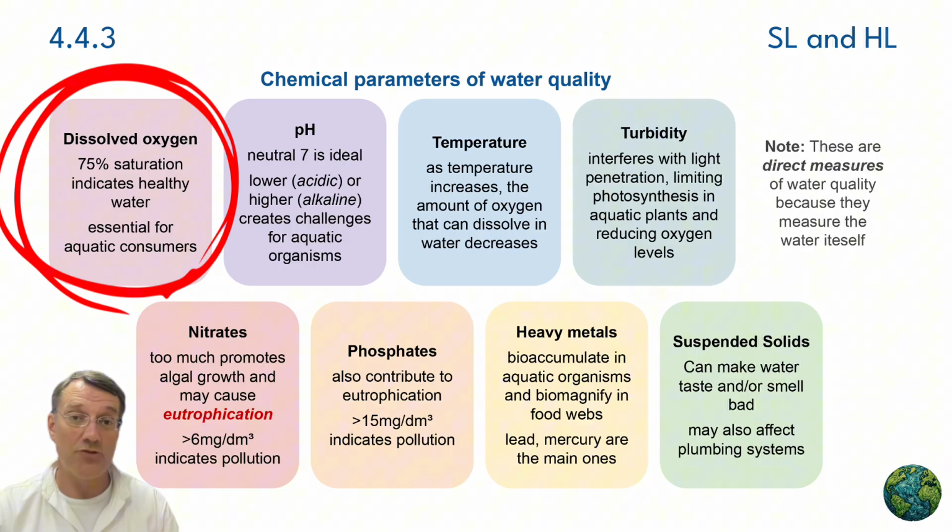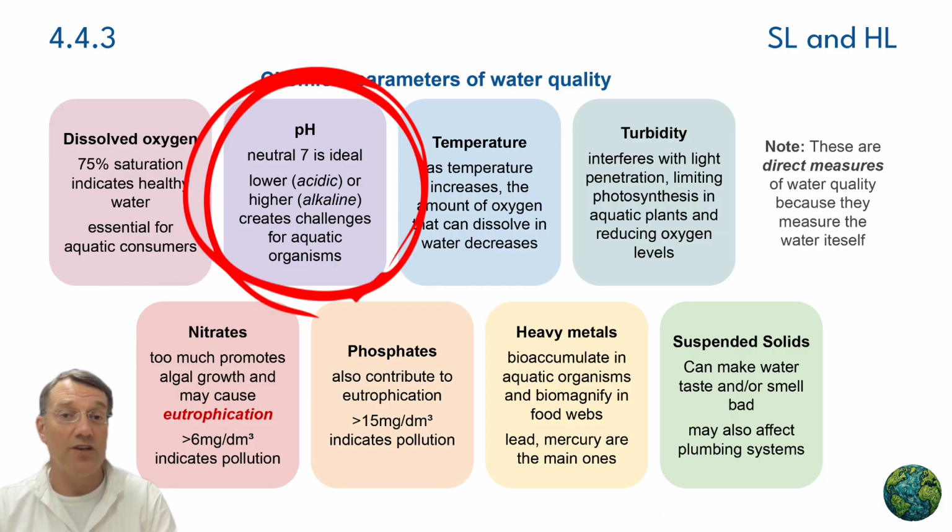This oxygen is essential for aquatic consumers like fish and invertebrates. Without enough dissolved oxygen, these organisms suffocate and die. pH measures acidity or alkalinity. Neutral pH is 7, which is ideal for most aquatic life. Lower pH means acidic conditions, while higher pH indicates alkaline conditions. Either extreme creates challenges for organisms, and that affects their metabolism and their survival.